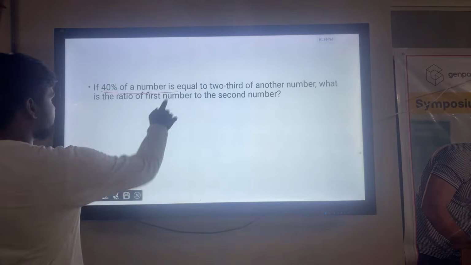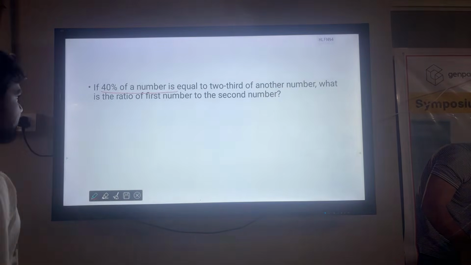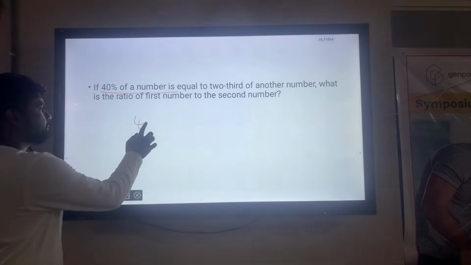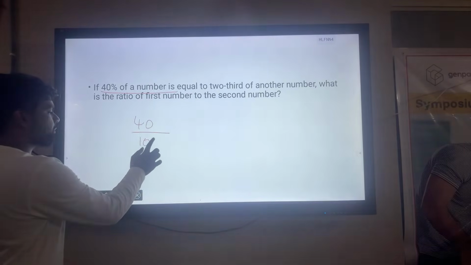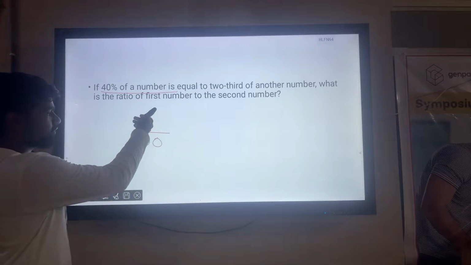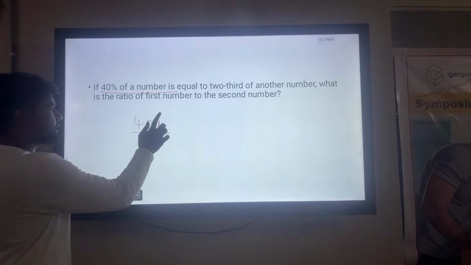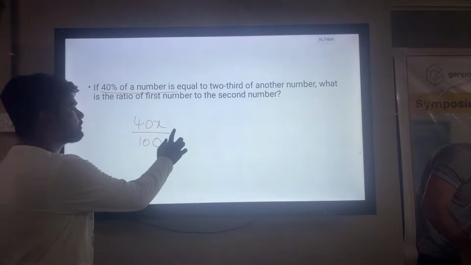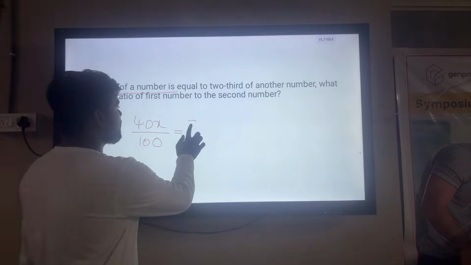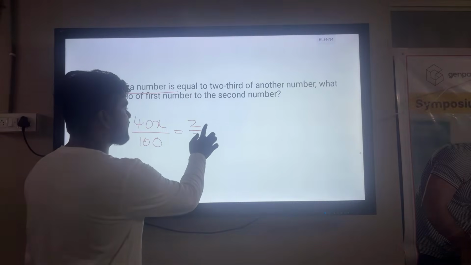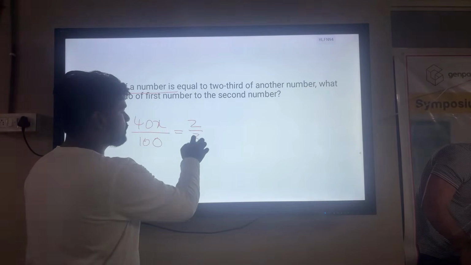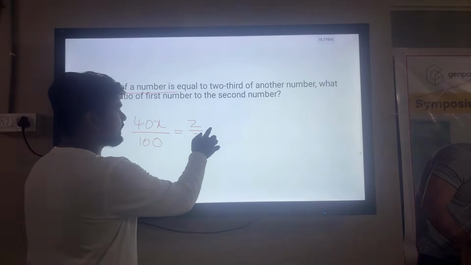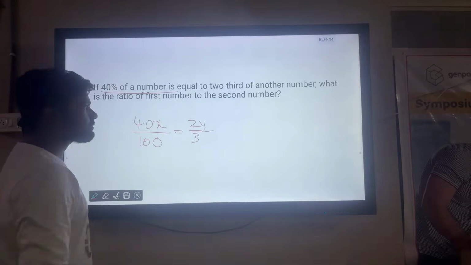40% of your number: 40% is nothing but 40 by 100. Of your number means, I am assuming x. So 40 by 100 into x is nothing but 40x by 100. 40% of your number is equal to 2/3 of another number. I am assuming y. 2/3 of means 2 by 3 into y, nothing but 2y by 3.